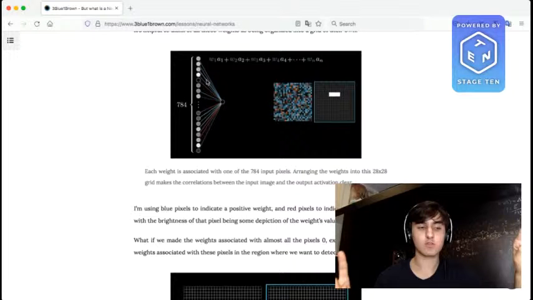And in fact, this is the first, second, third, fourth weight, it looks like. We have 1.87, or excuse me, maybe I'm looking at the wrong one. Sorry, with the brightness of that pixel being some depiction of the weight's value. Actually, I noticed the bright one is going to the third. But the third one is not that bright, so I'm not quite sure why it has a higher weight than the one below it, because the one below it is much brighter.